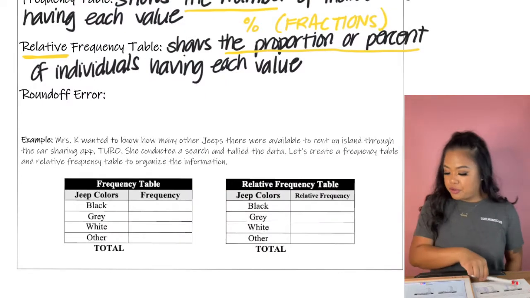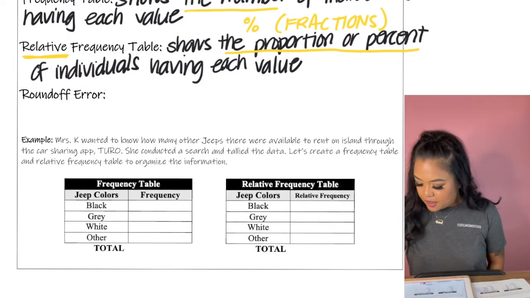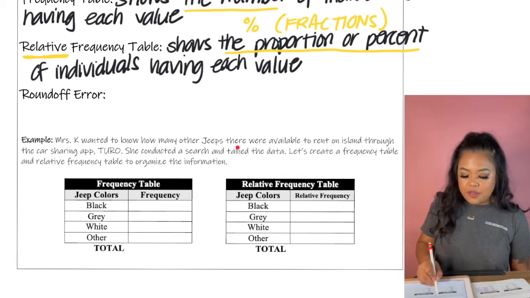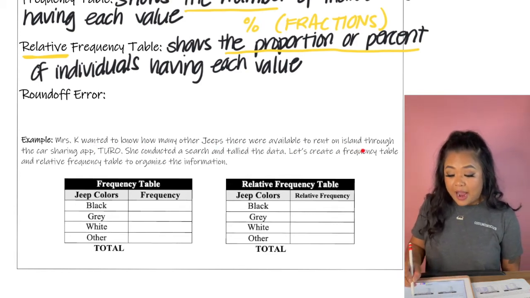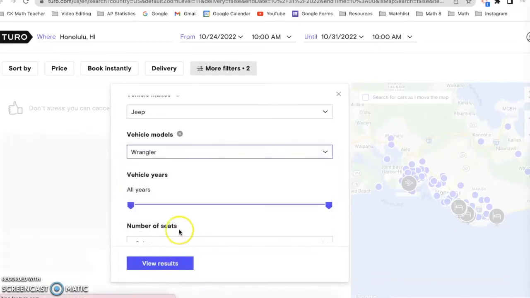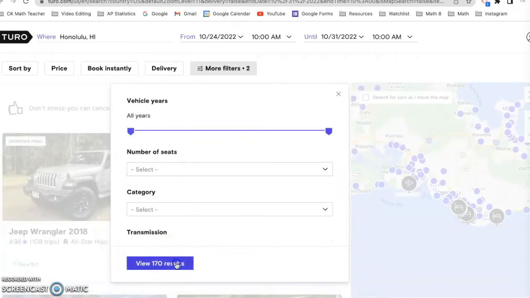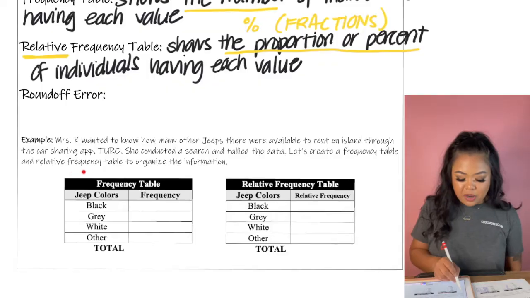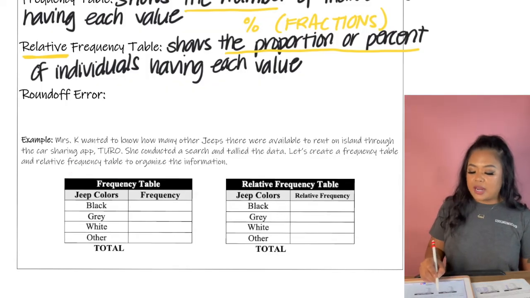So let's read the story. Let's think about it at the same time. Mrs. K wanted to know how many other Jeeps there were available to rent on island through the car sharing app Turo. She conducted a search and tallied the data. Let's create a frequency table and relative frequency table to organize the information.